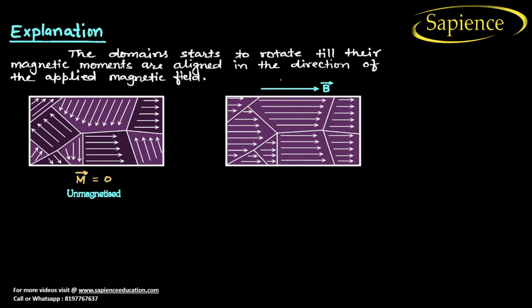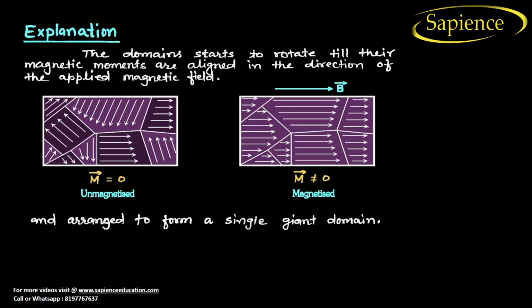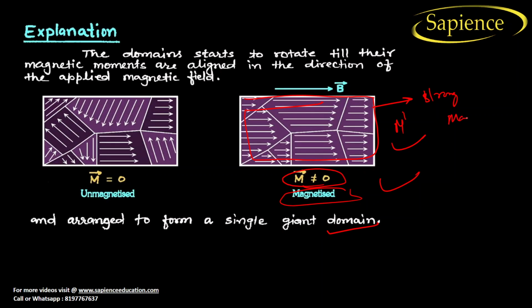Now, as you apply a magnetic field B externally, the domains start to rotate until their magnetic moments are aligned in the direction of the applied magnetic field. Now there was a random direction, but as you have applied an external magnetic field, all the domains, domain A, B, C, D, E, F, are now aligned with the magnetic field lines. Hence this is the magnetized condition, and the net magnetic moment is not zero. They are arranged to form a single giant domain and behave as a strong magnet.